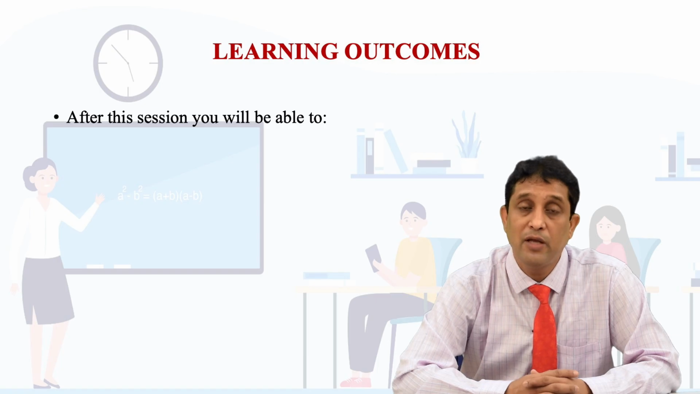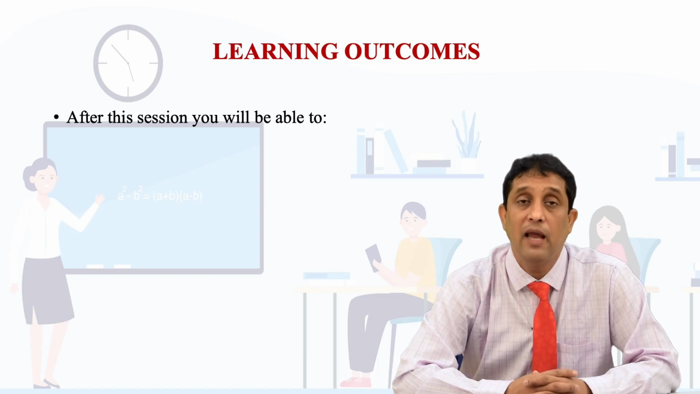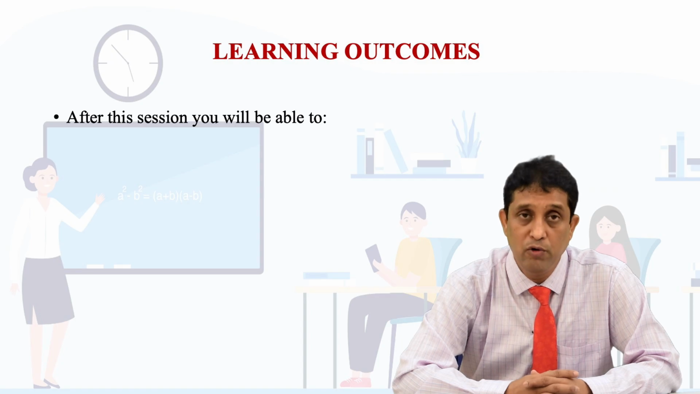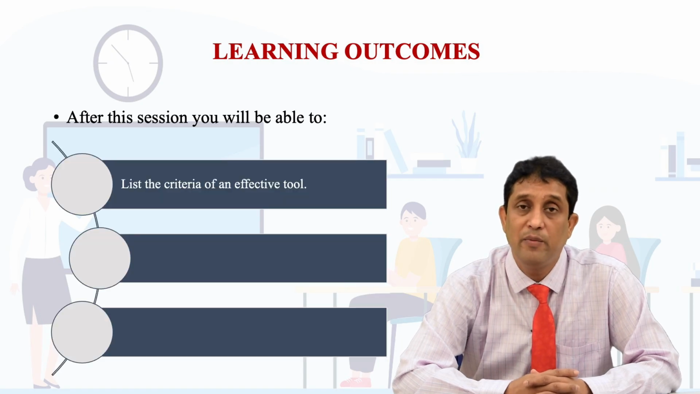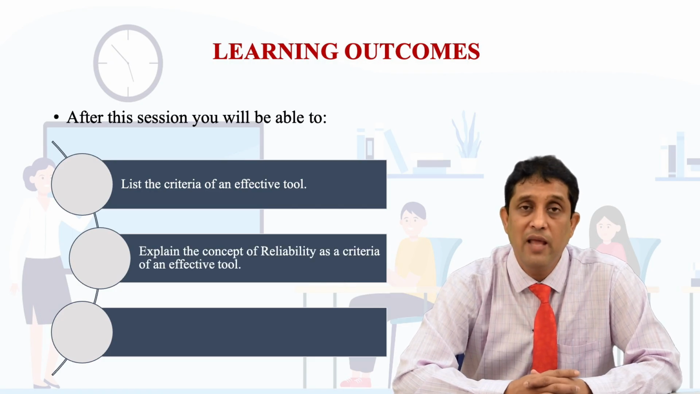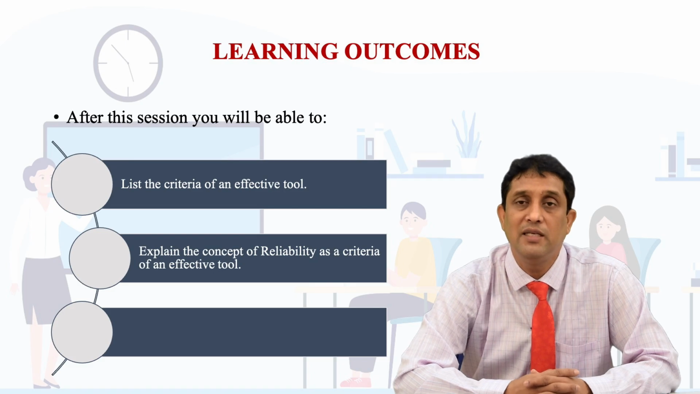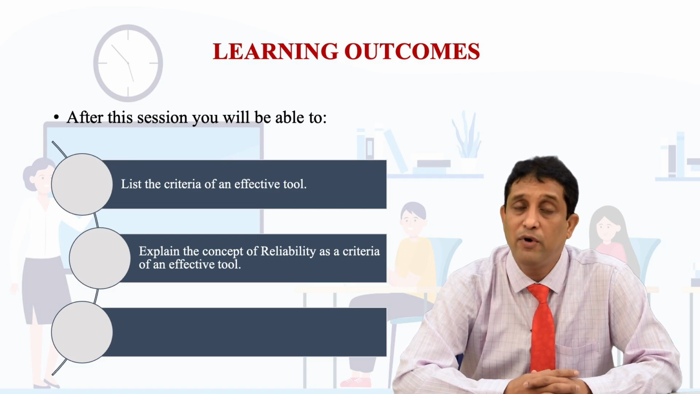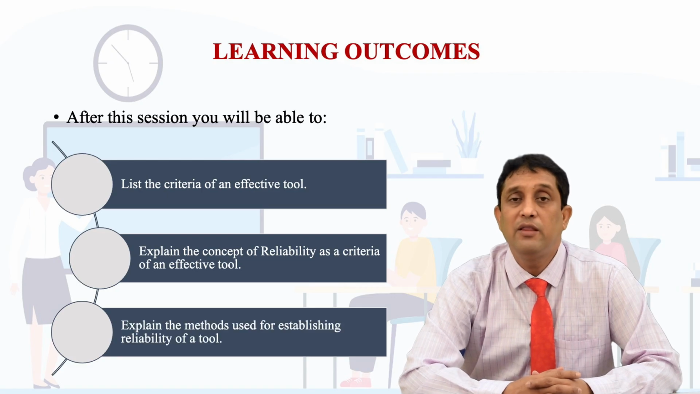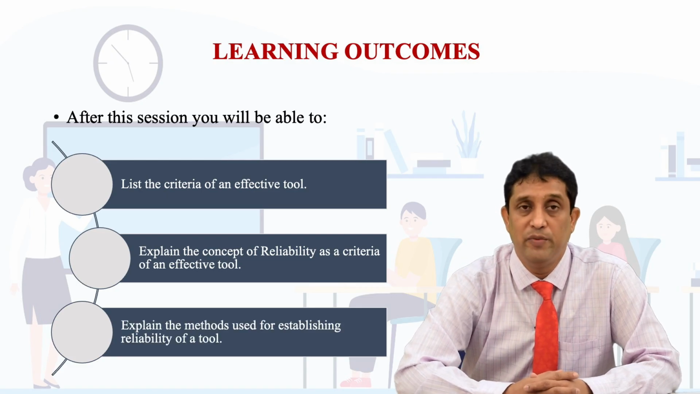So friends, let us go forward to know what the learning outcomes from this video lesson are. After going through this video lesson and part E content of your module 6, that is criteria of an effective tool, you will be able to list the criteria of an effective tool. You will be able to explain the concept of reliability as a criteria of an effective tool, and further you will be able to explain the methods used for establishing reliability of a tool.